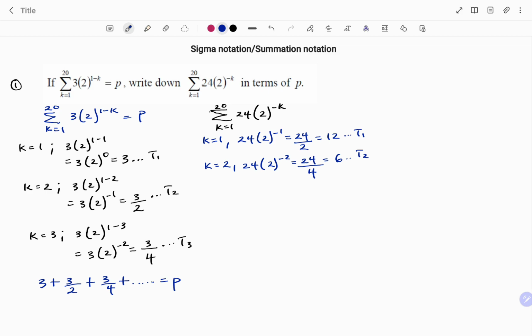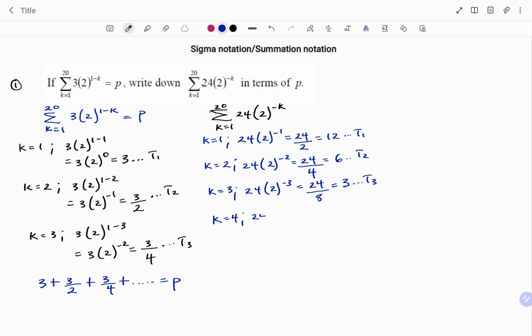So we keep expanding. We have k equals 3. We have 24 multiplied by 2 to the power of minus 3. That will give us 24 over 2 cubed. 2 cubed will give us 8. So that will give us 24 divided by 8, which is 3. That's our third term.